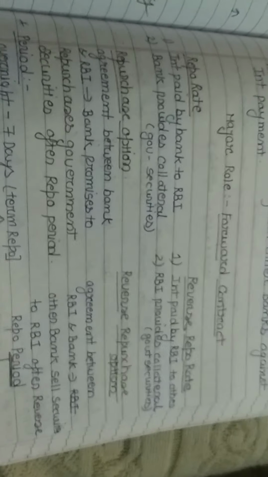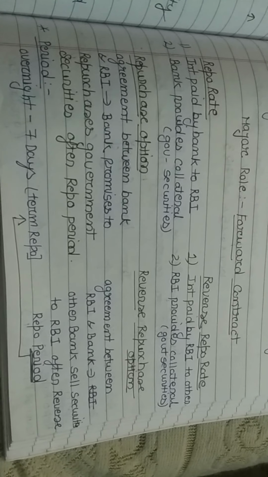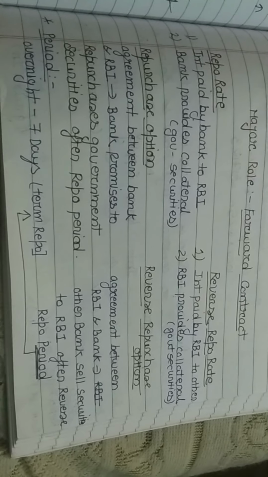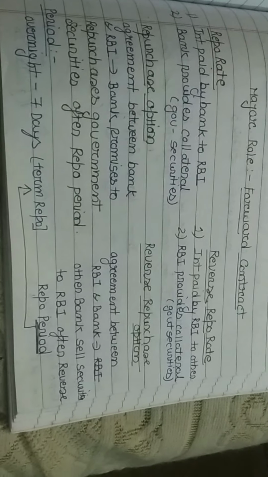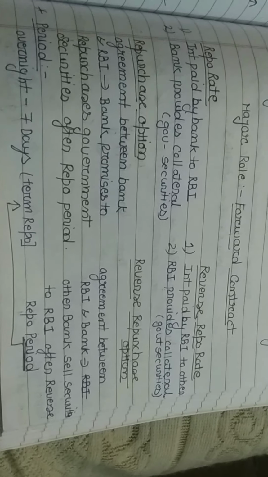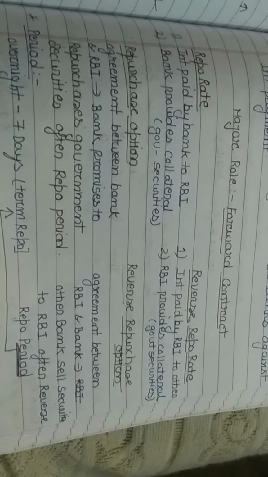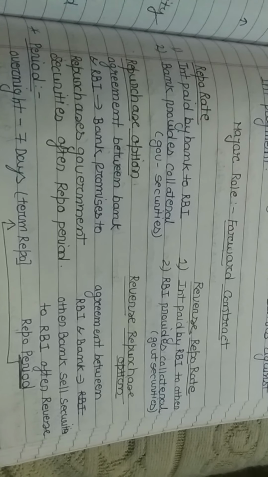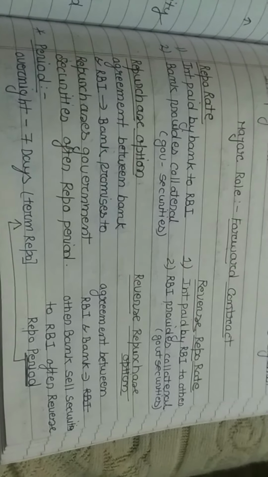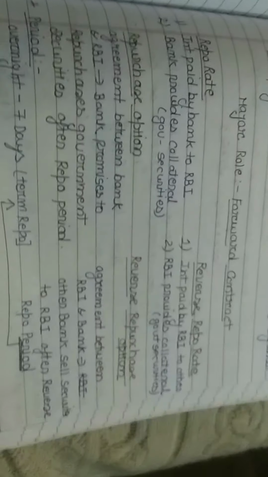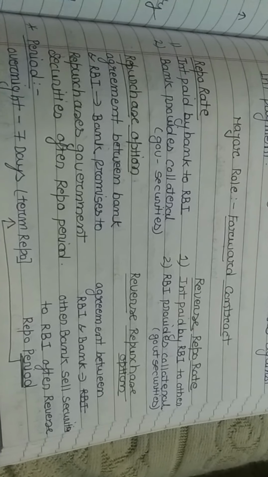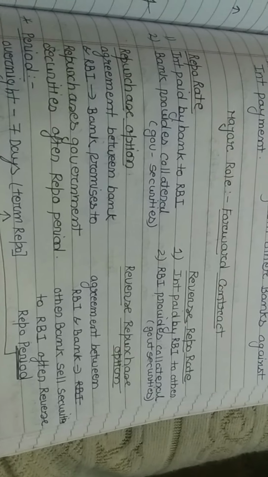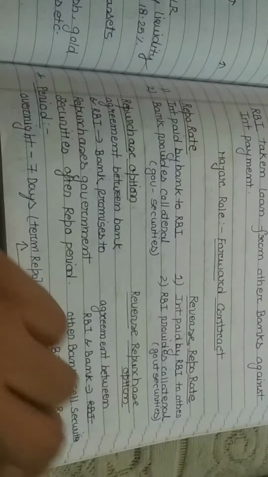When we talk about the reverse repo rate, the interest is paid by the RBI to other banks. The RBI provides collateral securities to the other banks, with a reverse repurchase option. This is an agreement between the RBI and the banks. Other banks sell the securities to the RBI, with the repo period being overnight to 7 days. That is the short-term period, where the other bank promises to sell the securities to the RBI.